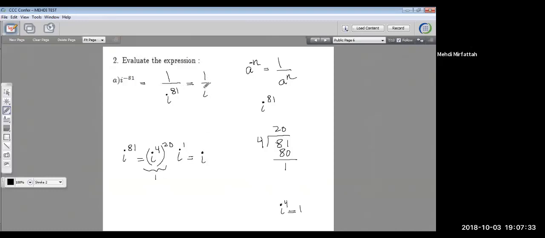We need to rationalize this now. I cannot have i at the bottom of the fraction. To rationalize this, I have to multiply this by i over i. i times i would be i squared, so it would be negative 1, and that would be i. So this whole thing would be equal to negative i, as we expected. Either it would be plus or minus i, or plus or minus 1. So i to the power of minus 81 would be equal to minus i.